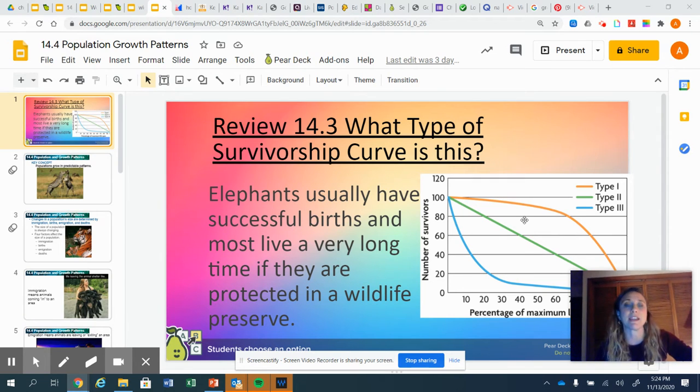Chickens, perhaps, are type 2. Okay, so for example, elephants usually have successful birth rates and they live a long time in the wild, especially if they're not being poached and they're being protected. What type of survivorship curve is that? Yep, that's type 1 because they survive a longer time, and then of course if they get older, they might start completing the circle of life.